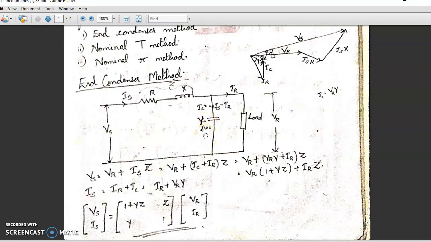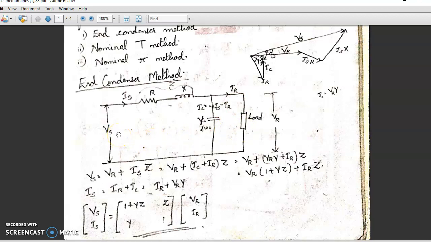We know Xc is 1 by j omega c. Therefore, Y is 1 by (1 by j omega c), which gives you j omega c. That is why it is written like this. Then we have the load. Across the load, we have the receiving end voltage, and through the load, we have the receiving end current. So we have to analyze the circuit by simple circuit equations.